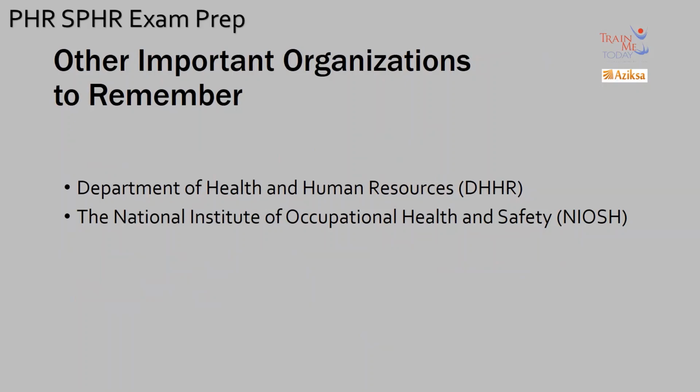There's two terms I want you to remember: the Department of Health and Human Resources and the National Institute of Occupational Health and Safety. And the reason why these organizations are important to remember is these are the organizations that help OSHA make their determinations about what is safe and what is not safe. Often you'll hear National Institute of Occupational Health and Safety referred to as NIOSH.